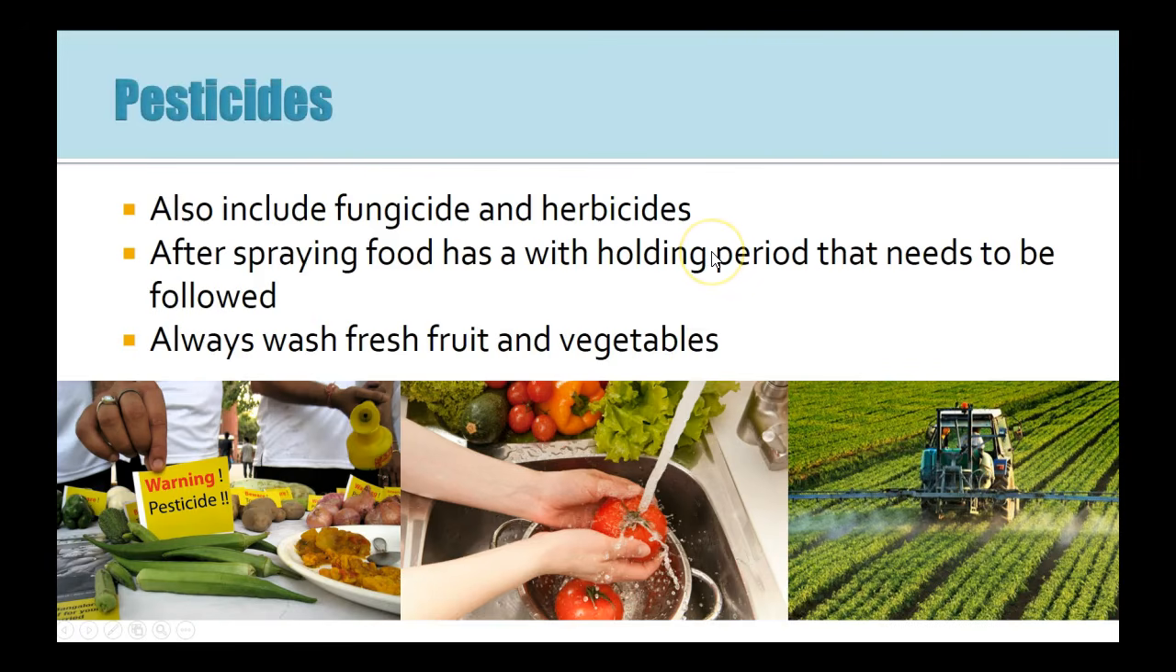So pesticides can also contaminate food. And it could include both herbicides or fungicides. And you should always wash fresh fruit and vegetables before serving it, whether it's going to be cooked up, or served in a fresh salad.